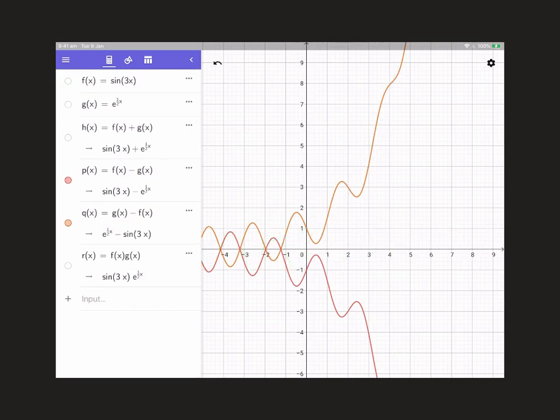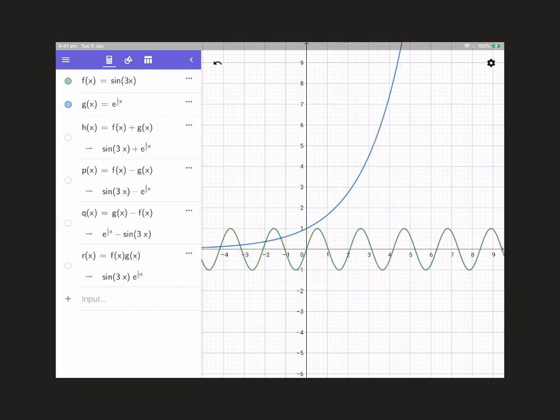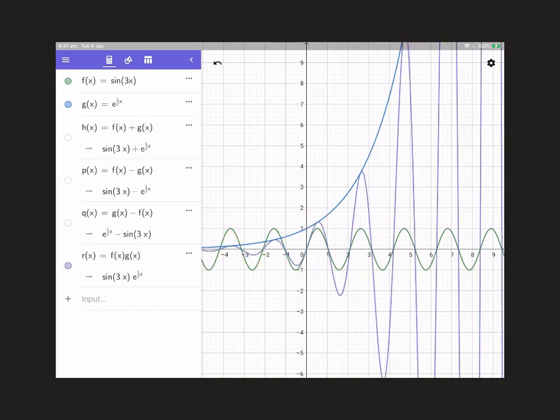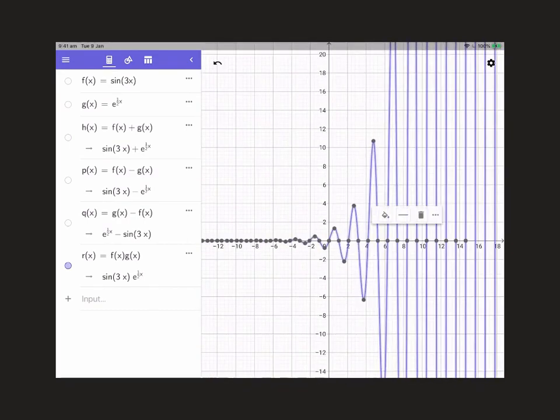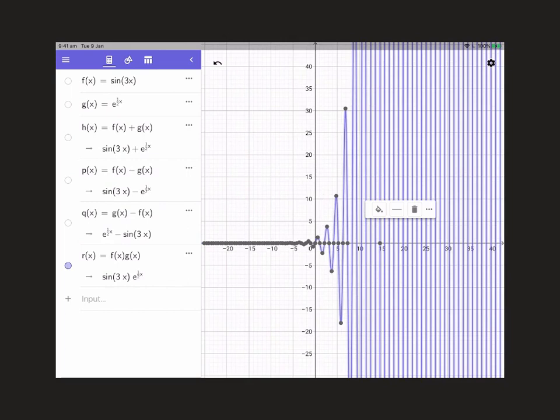subtraction done differently. So this one here is g of x minus f of x. This is f of x minus g of x. You'll notice that they're actually mirror images of each other. And this finally, this last one, is the product function, where it's sine of 3x e to the x. And you can see that it's a very interesting function, and that it's oscillating and it is increasing in an exponential shape this way and an inverted exponential that way.